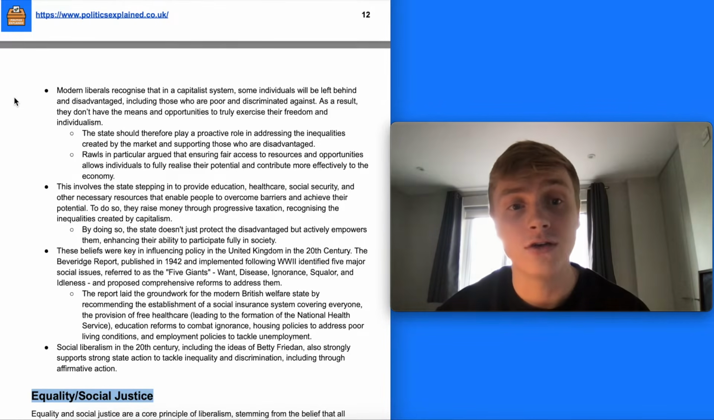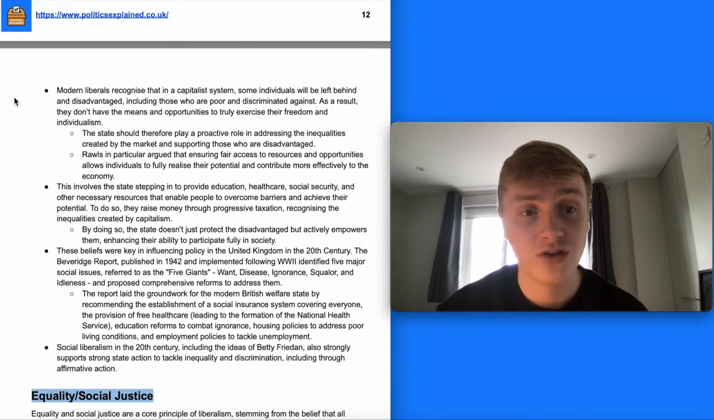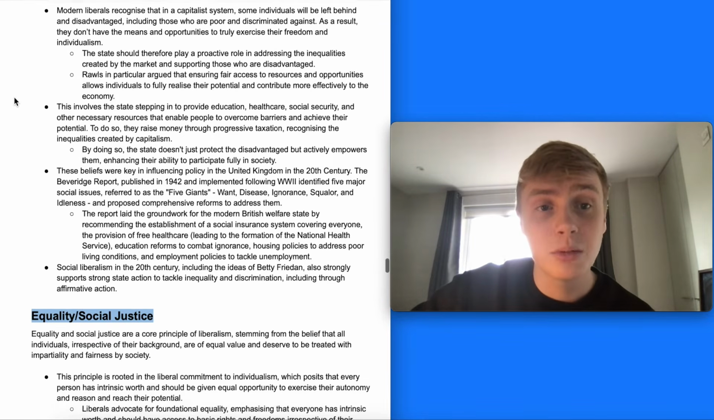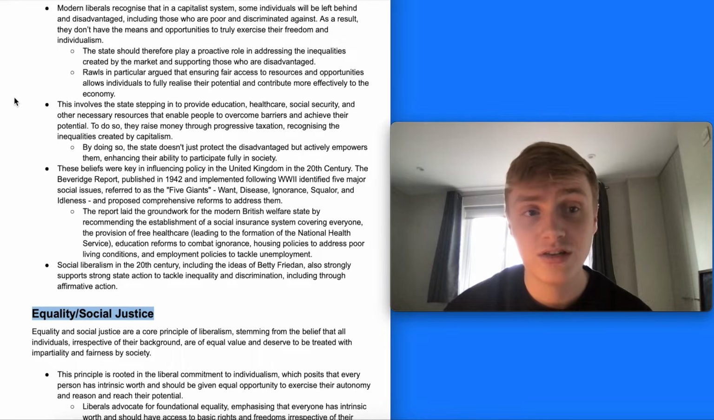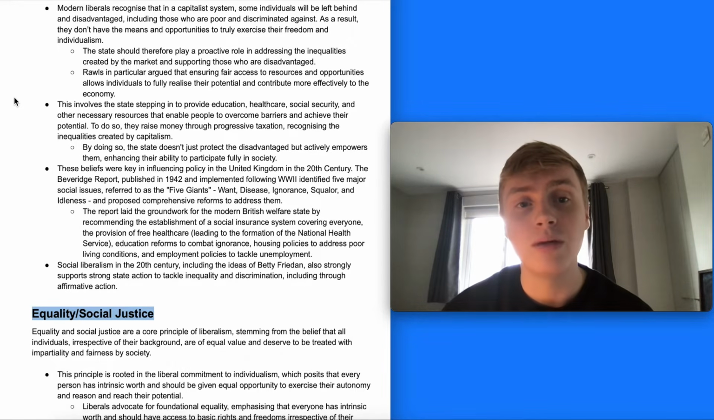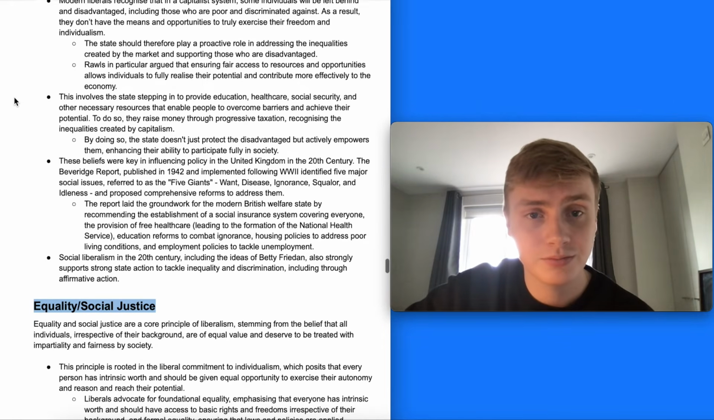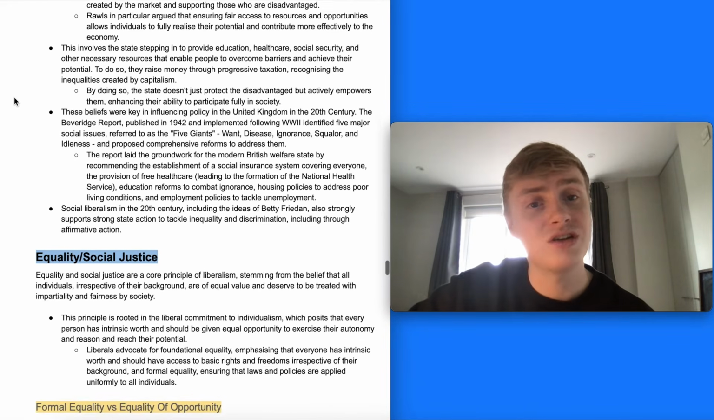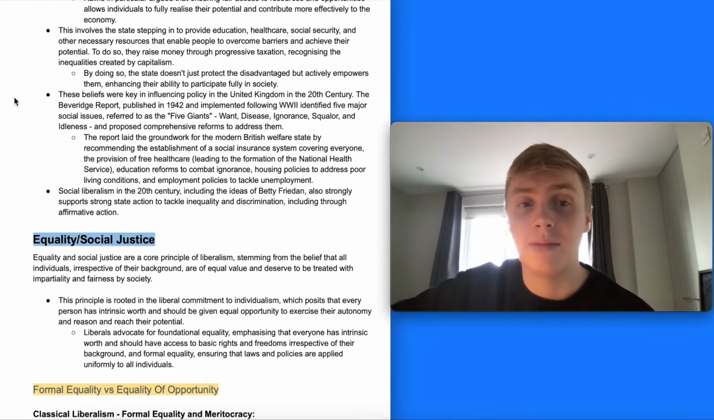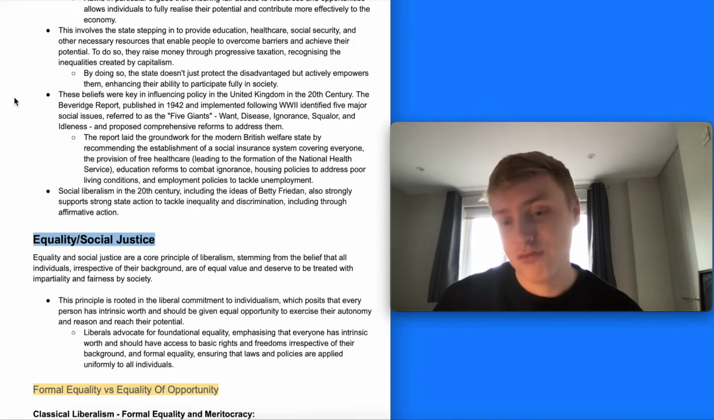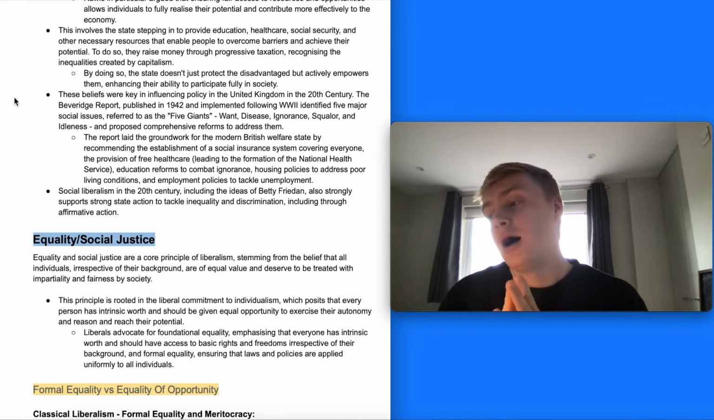So Rawls in particular argued that ensuring fair access to resources and opportunities allows individuals to fully realise their potential and contribute more effectively to the economy. This involves the state stepping in to provide education, healthcare, social security, and other necessary resources that enable people to overcome barriers and achieve their potential. To do so, they raise money through progressive taxation, recognising the inequalities created by capitalism. So the state doesn't just protect the disadvantaged, but actively empowers them to be free and participate fully in society. So it's really about this promotion of individualism and freedom.